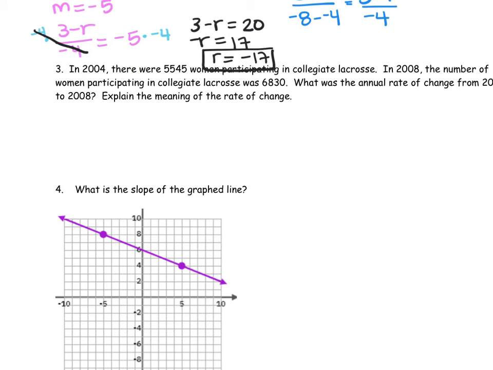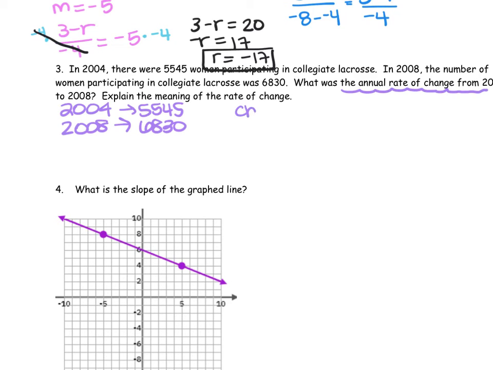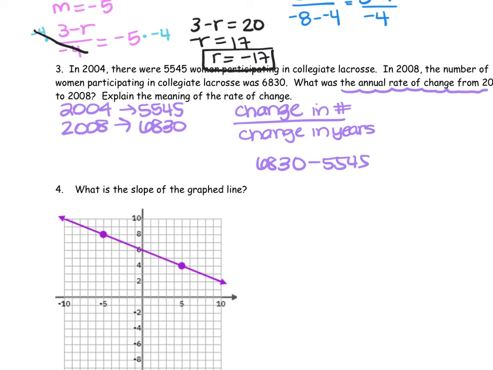Okay, looking at this next example, we have in 2004, 5,545 women participating in collegiate lacrosse. In 2008, that number goes up to 6,830. So if we want to find the annual rate of change from 2004 to 2008, we are going to find the change in participants, or the change in number of participants, over the change in years. Okay, so the change in the number of participants we're going to get by doing 6,830 minus 5,545. Change in years is 2008 minus 2004. We know that's 4, but we can just set it up this way.